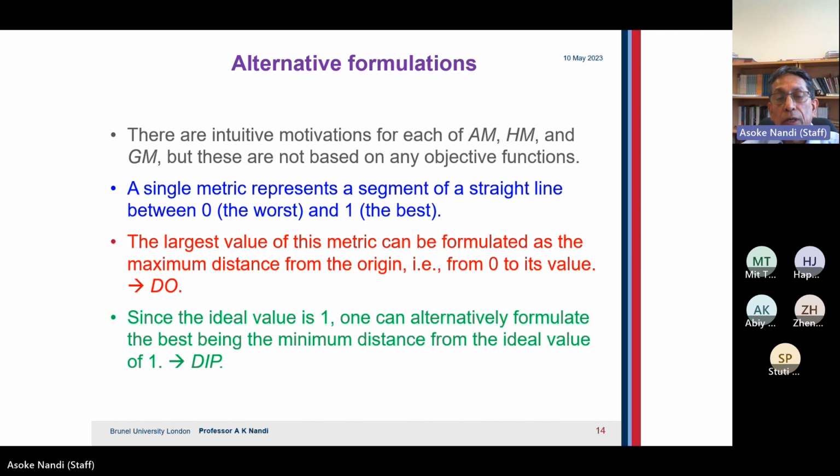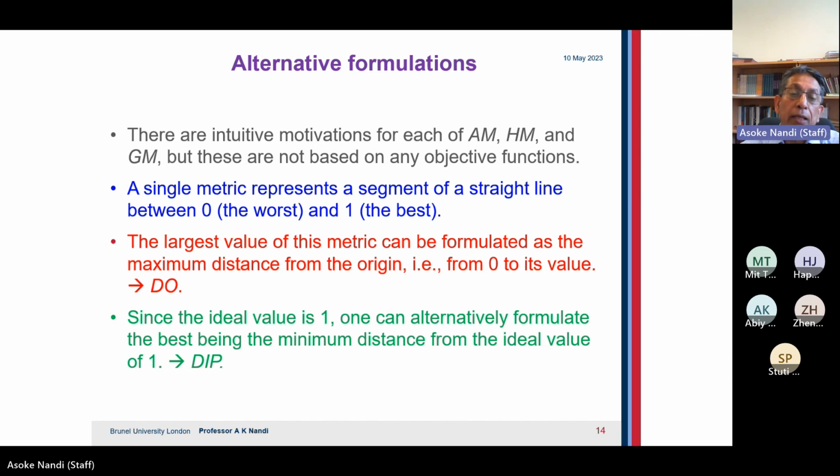So that's the problem. So then I thought, can we make an objective function? And here's the thinking. In the single metric case, as I said, and I'm sure you agree, that's easy. Because it's between 0 and 1, it represents a segment of a straight line between 0 and 1. So the largest value of the single metric can be formulated as the maximum distance from the origin, because the origin is 0. And that's what gives rise to something called distance from the origin, DO. This is the new one that's in the paper.